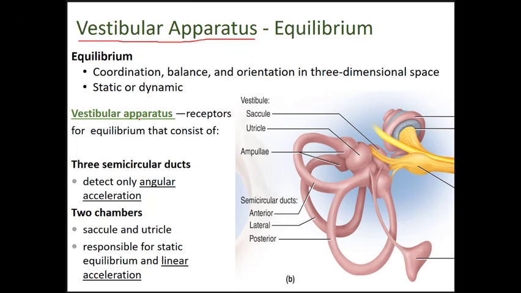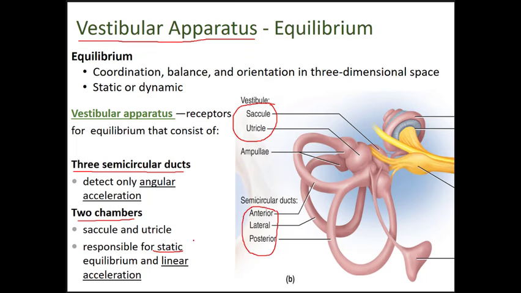Now, your vestibular apparatus has receptors for equilibrium that consists of 3 semicircular canals or ducts and 2 chambers. So let's see what those look like. We have the 3 semicircular ducts here, anterior, lateral, and posterior. And they detect angular acceleration. I'll talk about that in a moment. The 2 chambers are called the saccule and the utricle, and these are responsible for static equilibrium and linear acceleration.